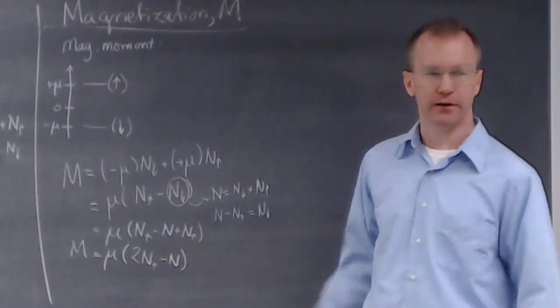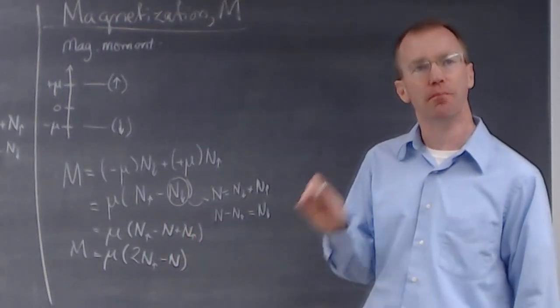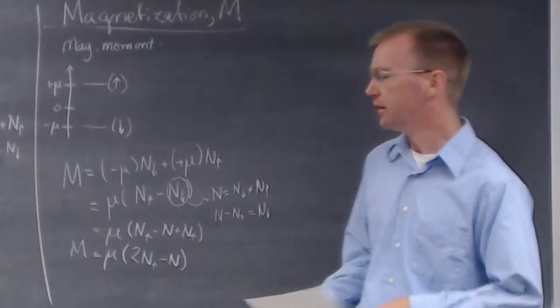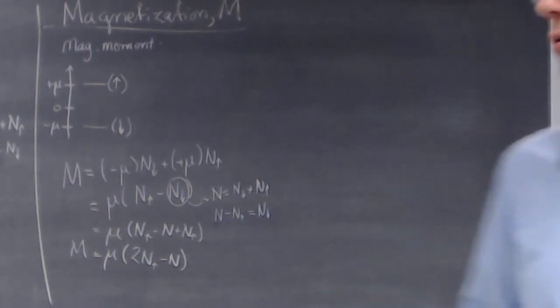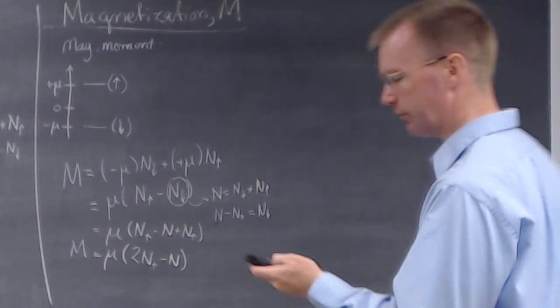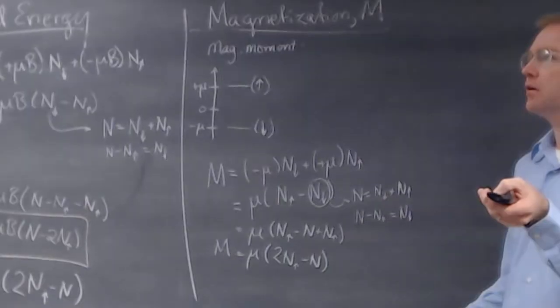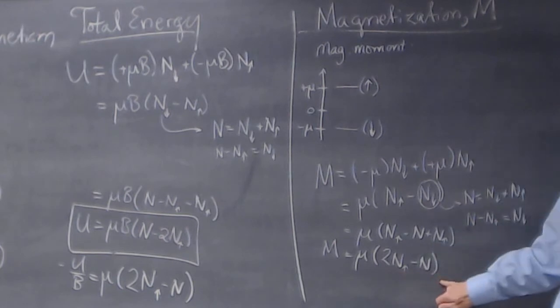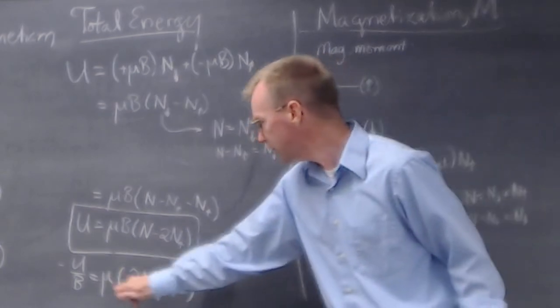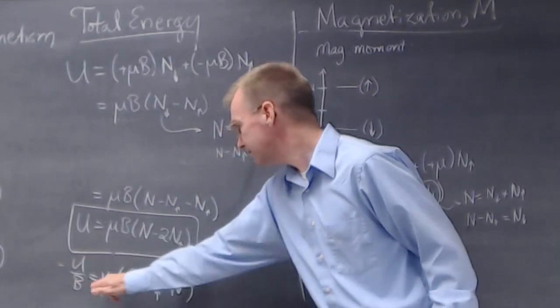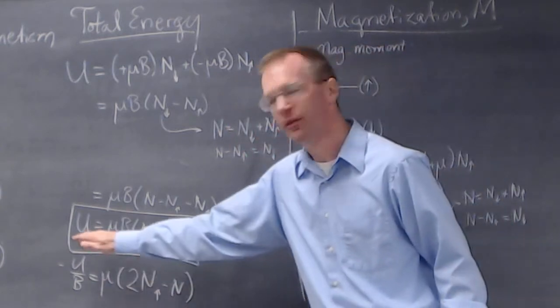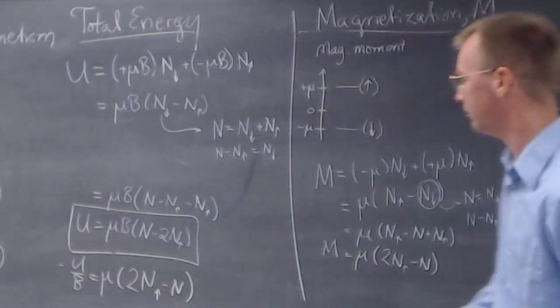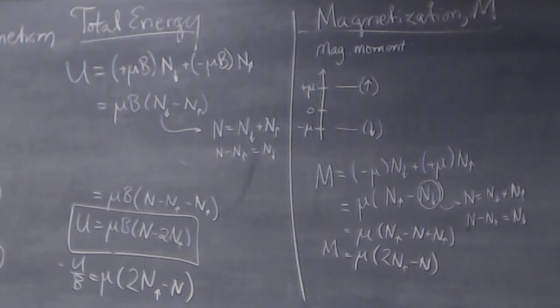Which by itself is perfectly nice and interesting, but it turns out it's even more useful if I recall that previous little equation here at the bottom. Mu times 2 n up minus n is negative energy over magnetic field strength, external field strength. So, like I said, I kind of peeked ahead.